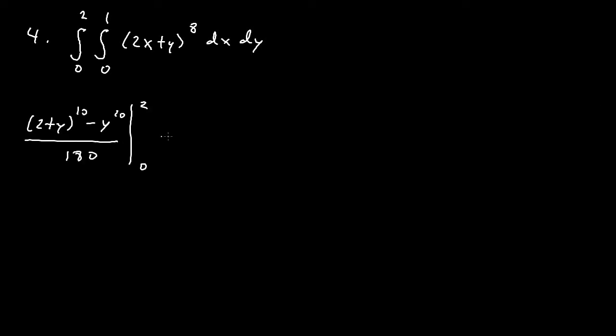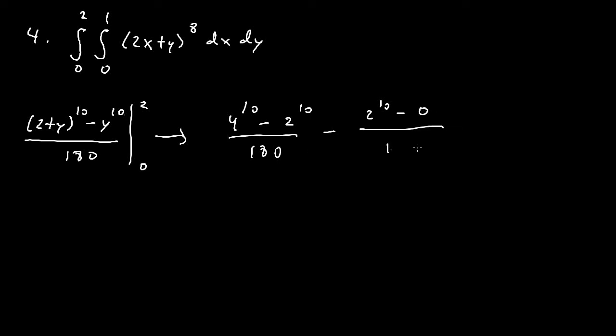So if I go ahead and start off by plugging in 2 for y, we'll get 2 plus 2, which is 4. So 4 to the 10th minus 2 to the 10th. Now I apologize, that kind of looks like a 20. I'll change that to look like a 10 here. So we have 4 to the 10th minus 2 to the 10th over 180 minus, when I plug in 0 for y, so then we'll get 2 plus 0, which is 2, so 2 to the 10th minus, now 0 to the 10th is just 0 over 180.